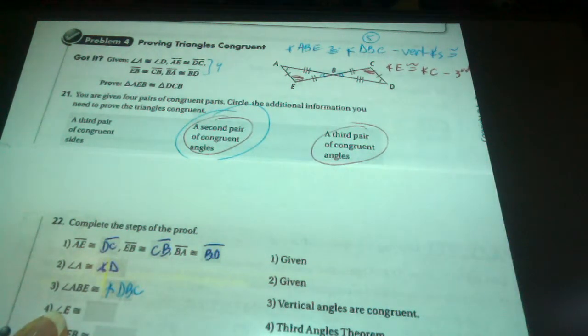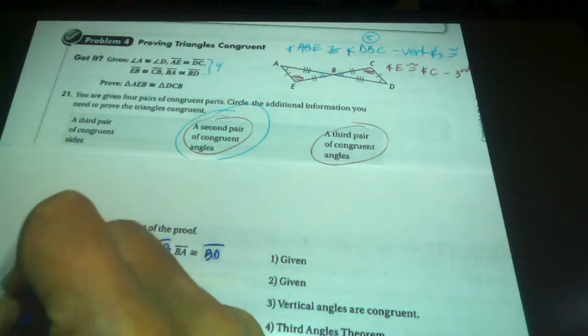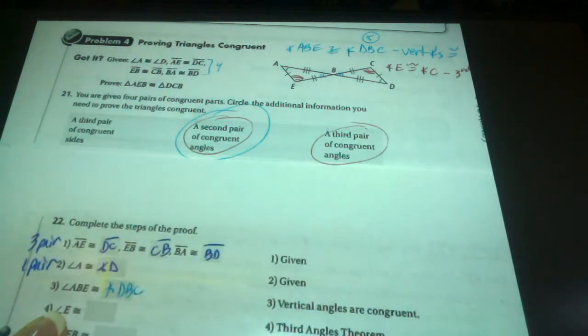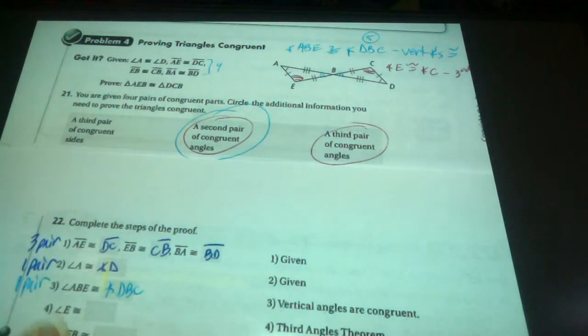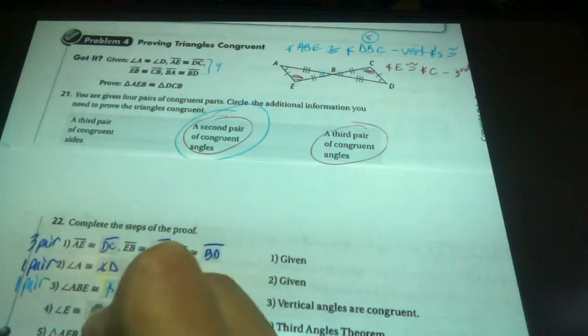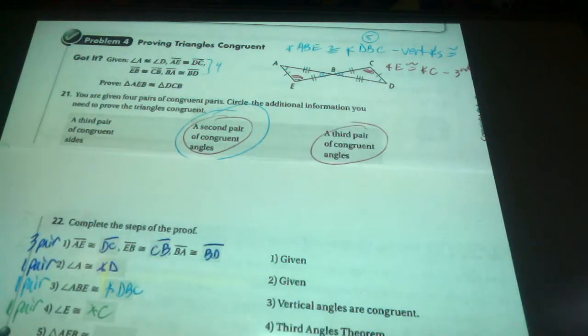And so this gives me, right here, 3 pair. This is 1 pair. This is 1 pair. And now I've got my last pair. So angle E is congruent to angle C. So this is my last pair. So that makes 6 altogether.